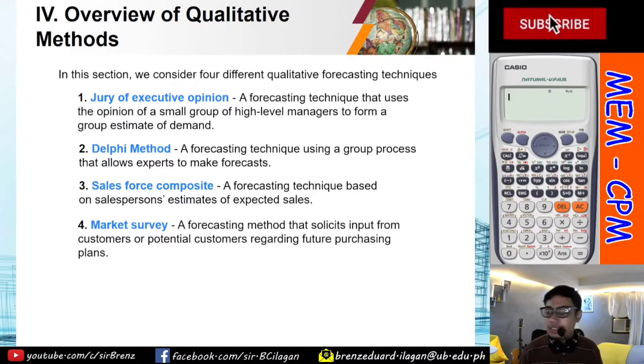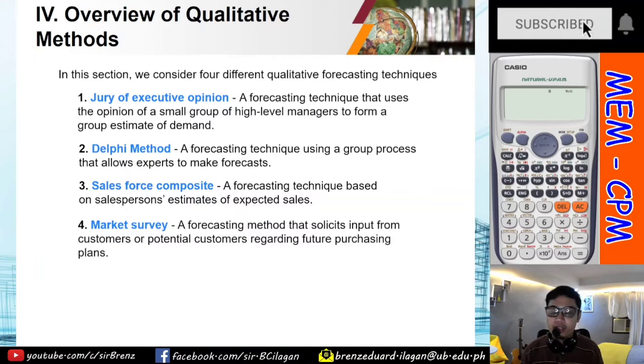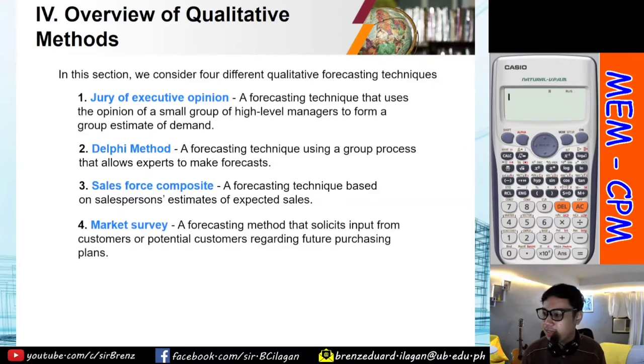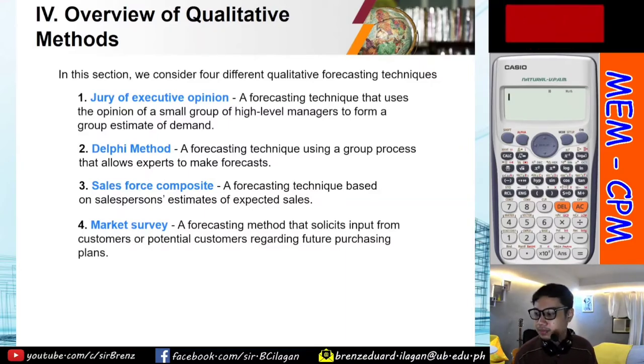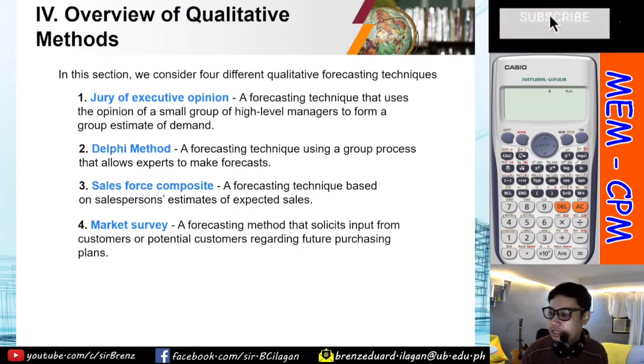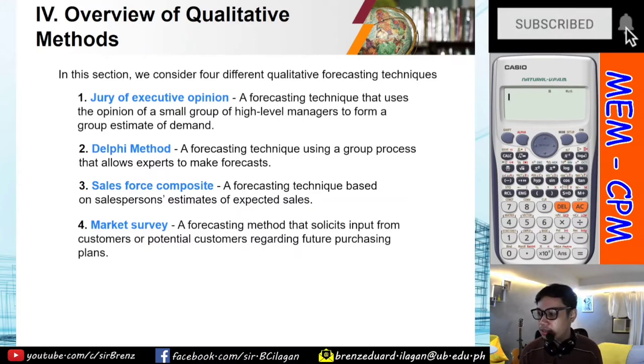Next, number 4, we have the market survey. Ayan. This method solicits input from customers or potential customers regarding their future purchasing plans. This can help not only in preparing a forecast, but also in improving product design and planning for new products. The consumer market survey and sales force composite methods can, however, suffer from overly optimistic forecasts that may arise from customers' inputs.